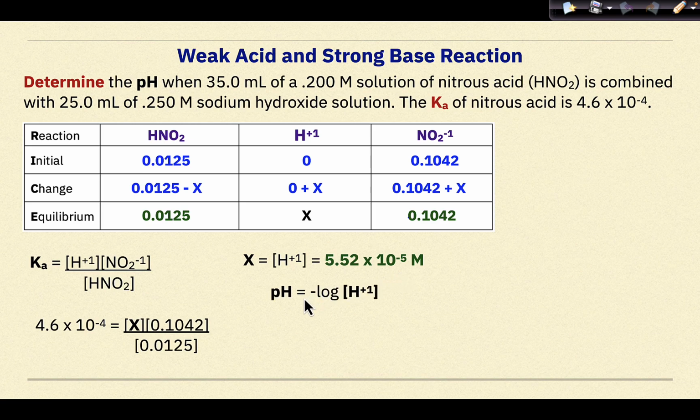We use the pH formula, pH is equal to the negative log of the hydrogen ion concentration, to substitute in the hydrogen ion concentration value, so the pH is determined to be 4.26.